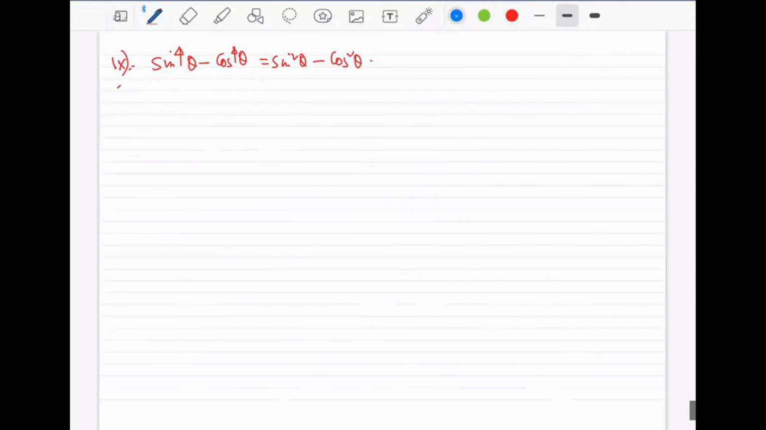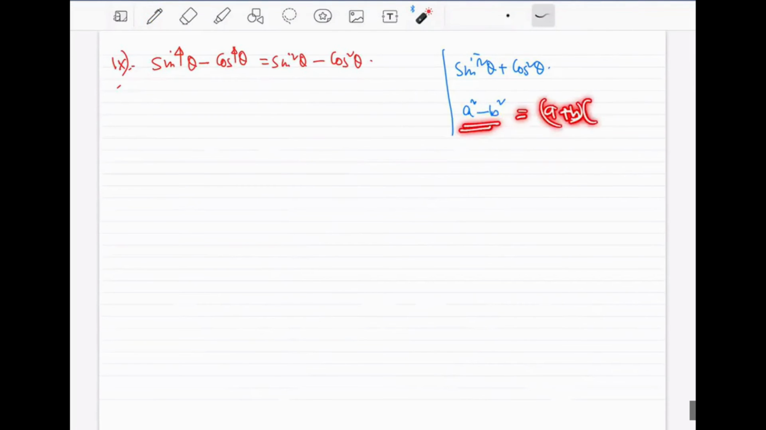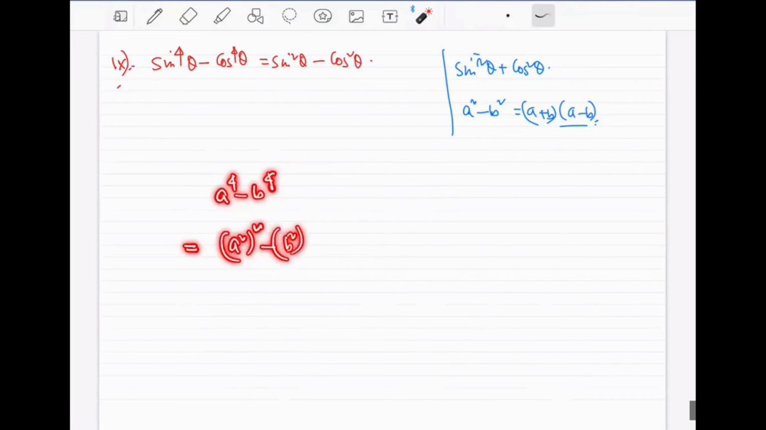That's it. There will be no more steps. We are going to use only this formula from trigonometry, but we are going to use the algebraic formula a square minus b square. If you factorize this, what do you get? You get a plus b, a minus b, right? So another formula that we are going to use is this. Look, there is a slight difference here. If I have got a power 4 minus b power 4, I can put it like this: a square whole square minus b square whole square.